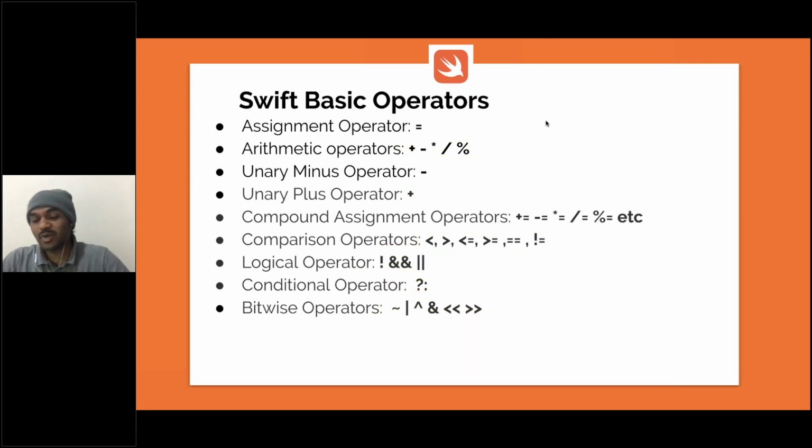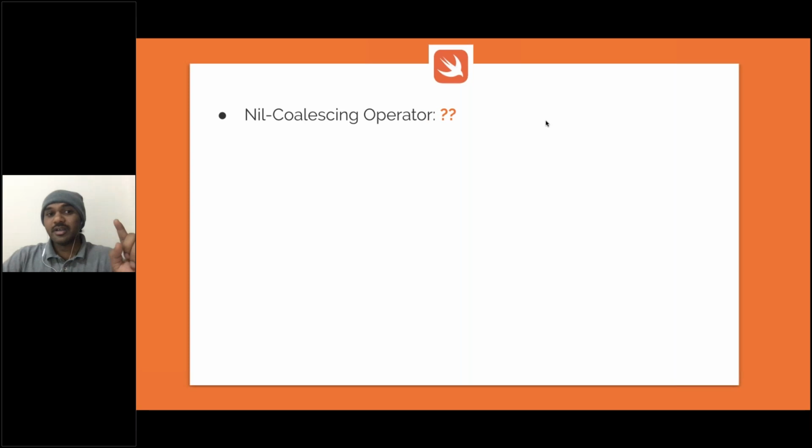Then come to the next one. What are the Swift specific operators? The nil coalescing operator is Swift specific, that is question mark question mark. One question: since you told that increment and decrement operators are not there, why was that concept removed?